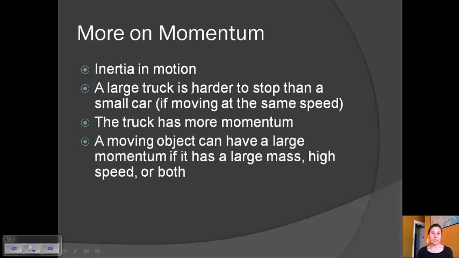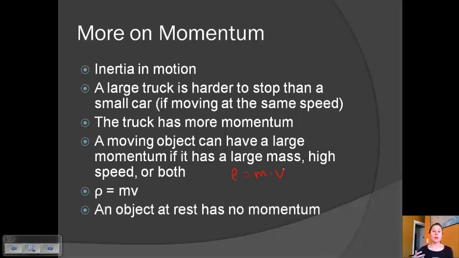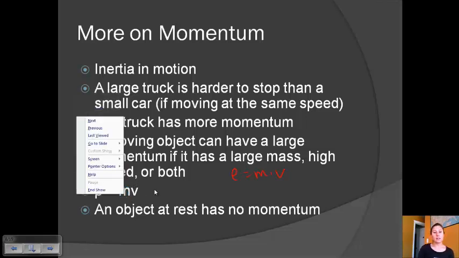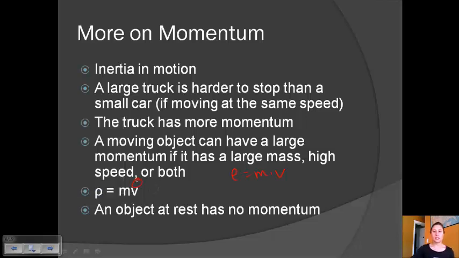So a moving object can have a large momentum if it has a large mass, a high speed, or both, since the equation for momentum is m times v. And so the least ideal would then be a very large truck that has a high speed, which if you ever drive up to the mountains, you see the truck runoff ramps. That's why they're there, because these trucks have very large momentums and can be difficult to stop. And so an object at rest then has no momentum because its v is 0, and anything times 0 is just going to give you 0.